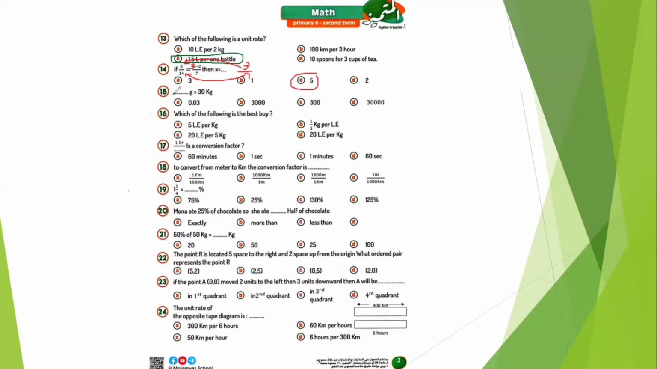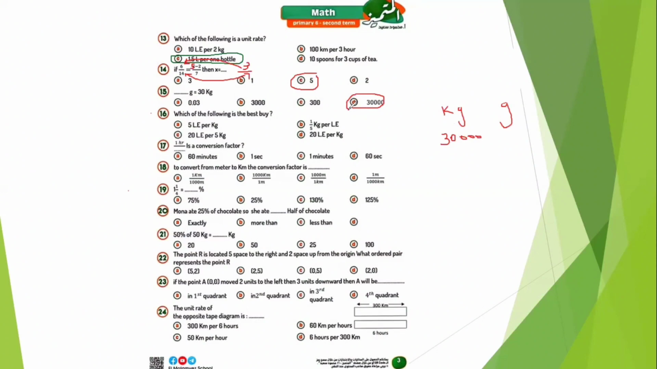Question 15: How many grams equal 30 kilograms? To convert from kilogram to gram, we have to multiply by 1000. I have here 30 kilograms, I multiply it by 1000, meaning I put 3 zeros, so the answer is 30,000.